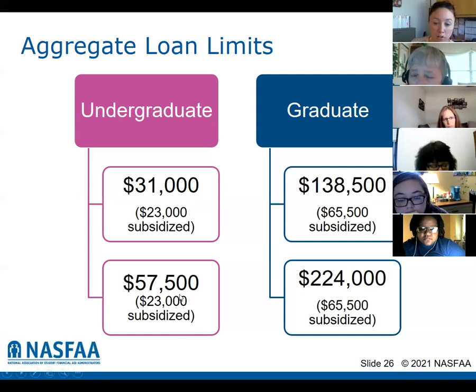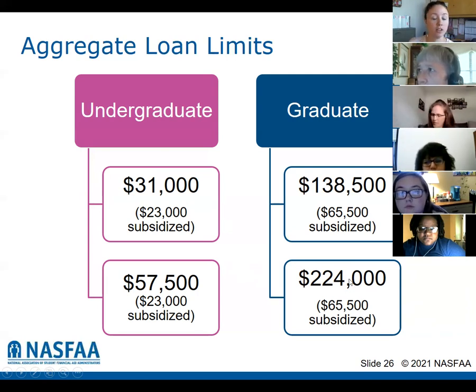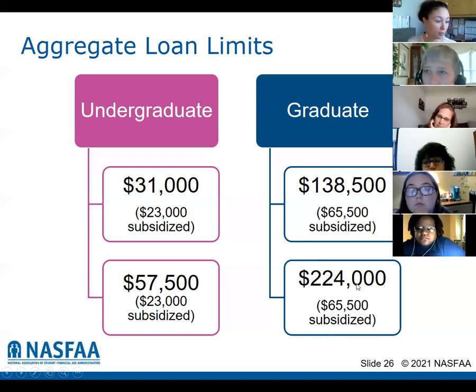Okay. So yes, look at this big scary number, this 224. We have quite a number of students who have not exceeded, but have met that 224 and are done getting Stafford loan and will never be able to take any more Stafford loan, and they have to take Grad PLUS. So that's a big number.